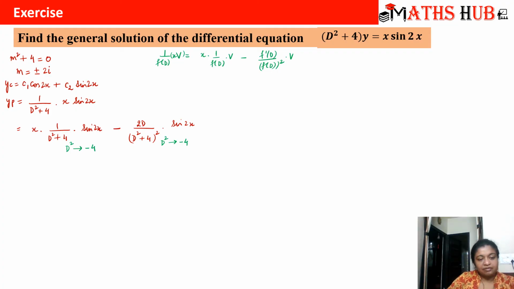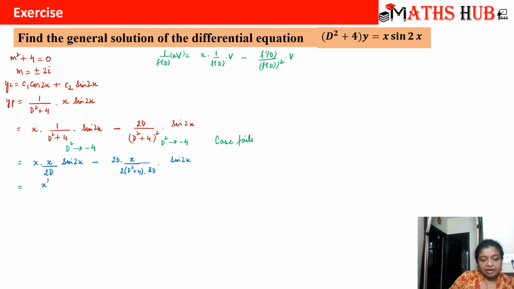Now here you can see that the moment we replace D square with minus 4 in both the cases, the case is failing, it's becoming 0. So it's a case of failure. If the case fails, what are we supposed to do? We will multiply with an x and we will take the derivative here, that is 2 times D sin 2x. Similarly here, we will be multiplying with x and we will take the derivative of this. So this is 2 into D square plus 4 multiplied by 2D operated on sin 2x.